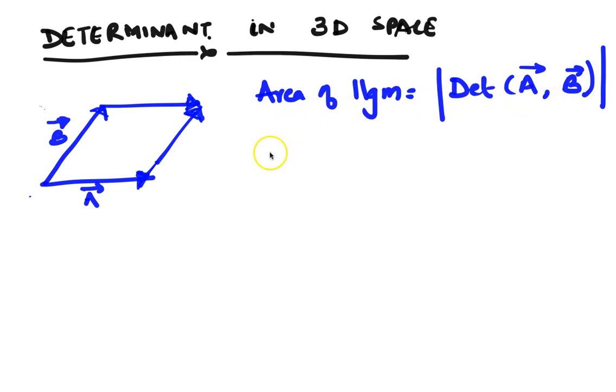Now let's take this concept into three-dimensional space, where, along with vectors A and B, we have another vector, say C, such that the A, B and C vectors form a cuboid in three-dimensional space. Okay. So let's first see how we will solve a determinant of these vectors in 3D space.